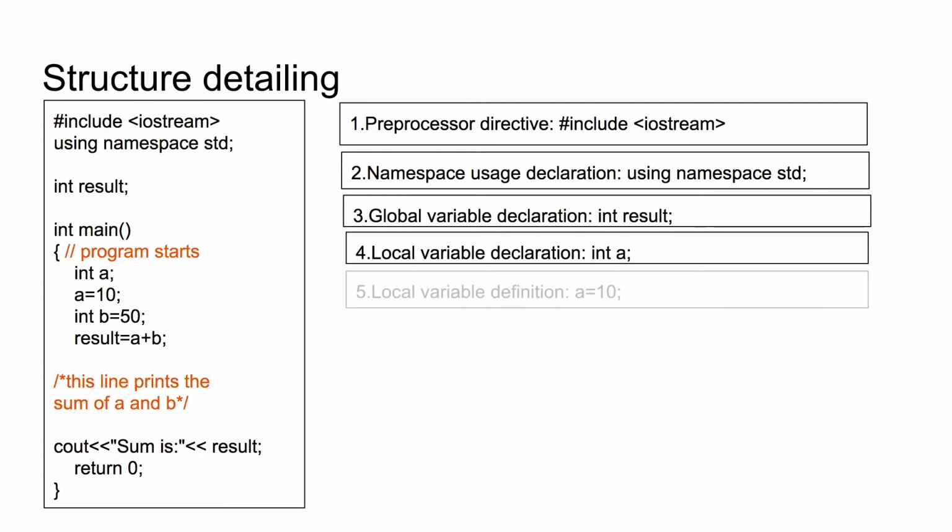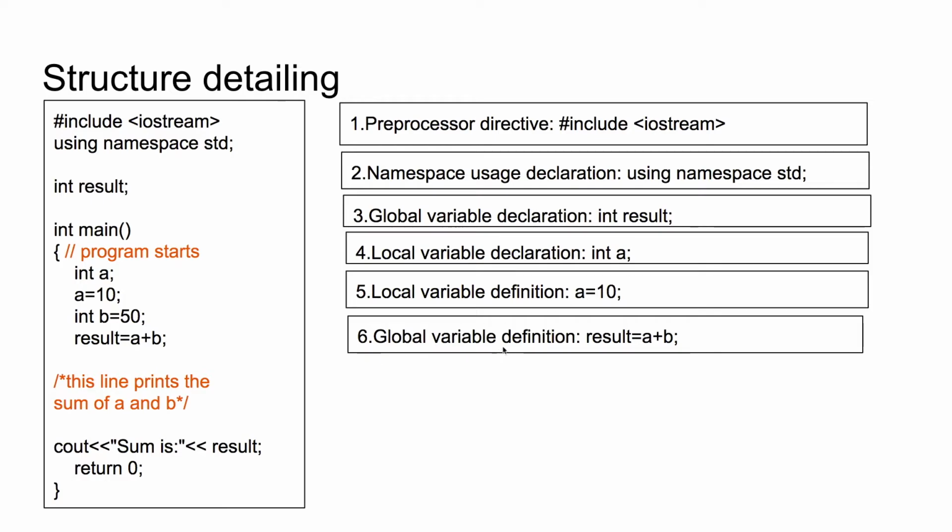Next we have the definition part of the local variable. Here we need to understand the difference between declaration and definition of variables. Declaration of a variable means stating just the data type and specifying its name for the memory allocation, while definition means giving the value of that variable, like you can see here. We are giving the variable's value, that is a is equal to 10. Then we have the definition part of our global variable. This is called global variable definition.